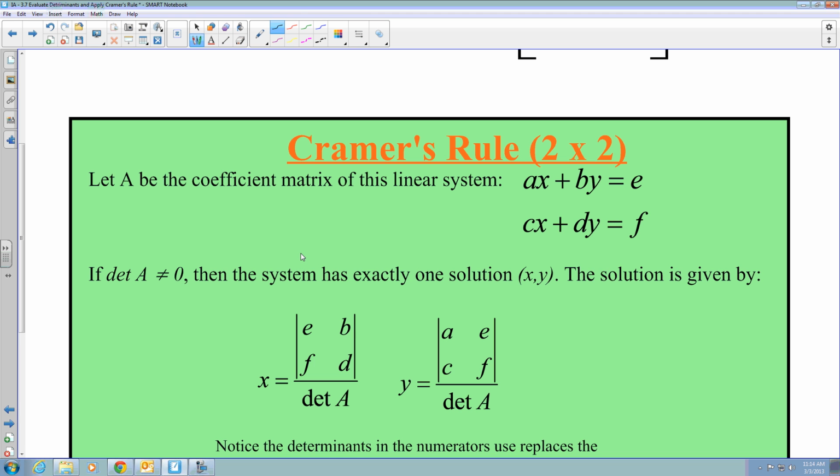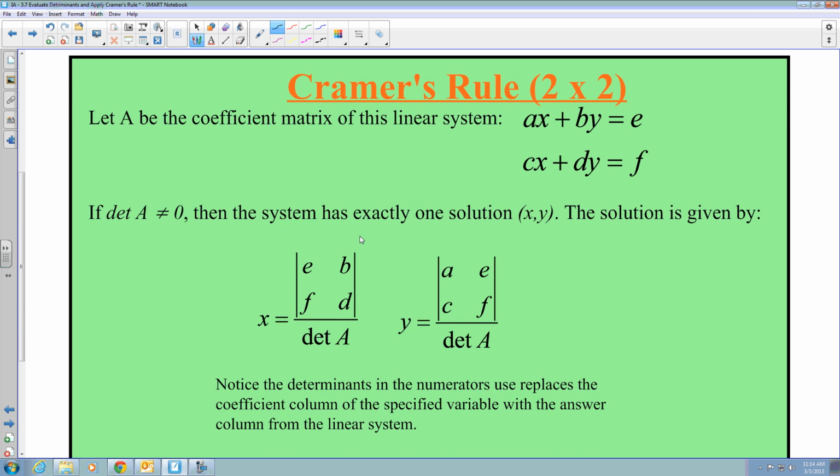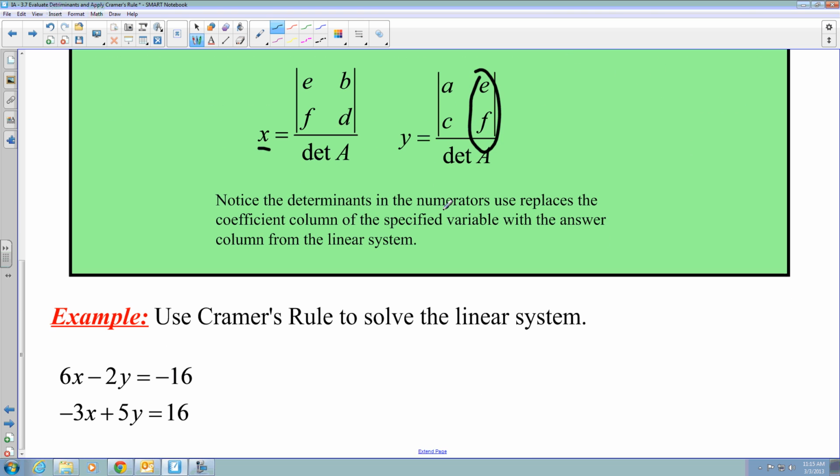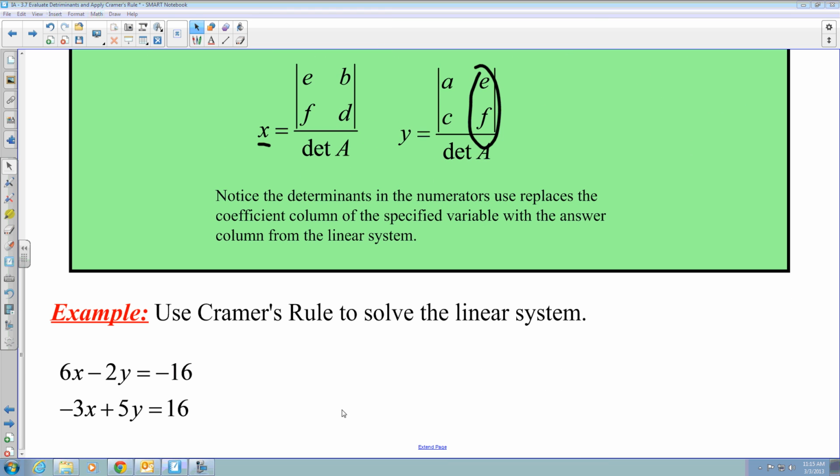So granted, if the determinant does not equal 0, then the system has exactly one solution. The solution can be given by, and if you look here, this shows how we can solve for x: it's the determinant of E, B, F, D, where E and F were our constants in our system of linear equations. And then to solve for y, we put our constants located where the y coefficients were located. So when we're solving using Cramer's rule, I'll get some room here.